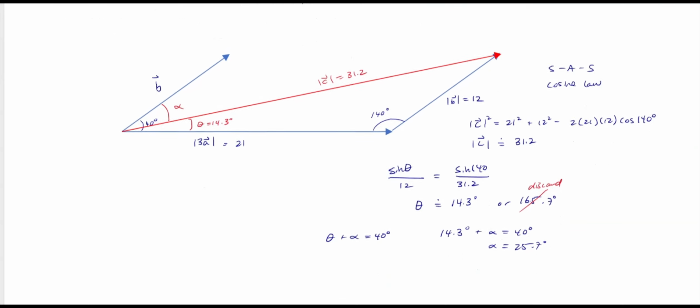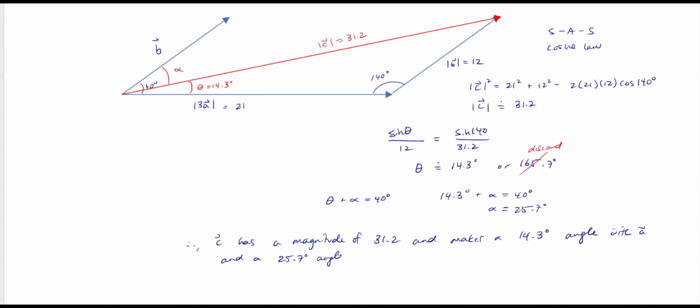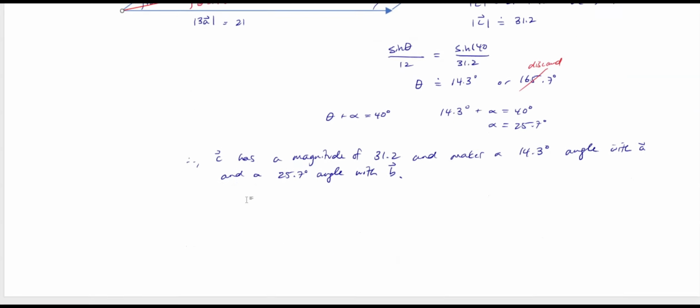Okay, and so I'll come up with a final statement right here. I'll say, therefore, C has a magnitude of 31.2 and makes a 14.3 degree angle with A and a 25.7 degree angle with B. Okay. Let's move on to the next example.